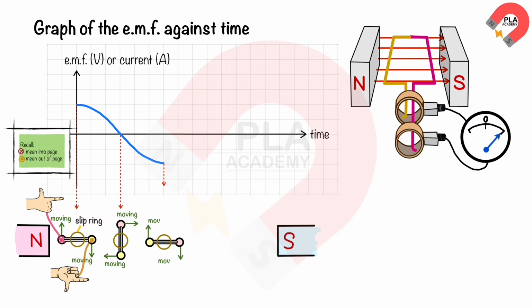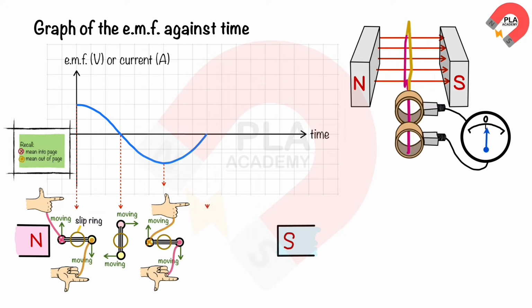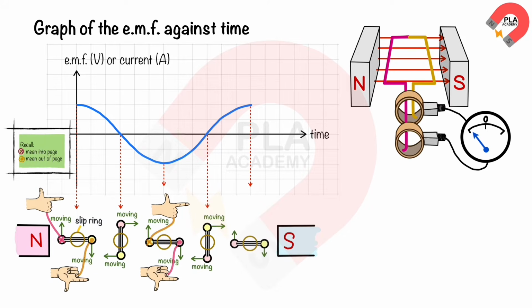The induced current in the pink coil is out of the page, and the induced current in the yellow coil is into the page. The induced EMF then decreases to zero again when the coil is vertical after 270 degrees of rotation. The induced EMF then increases to its maximum again when the coil returns to horizontal position after 360 degrees of rotation. The induced current in the pink coil is into the page, and the induced current in the yellow coil is out of the page.